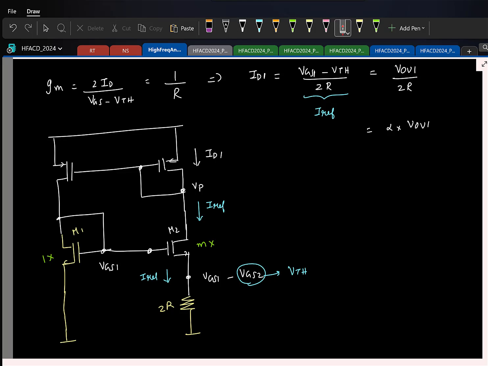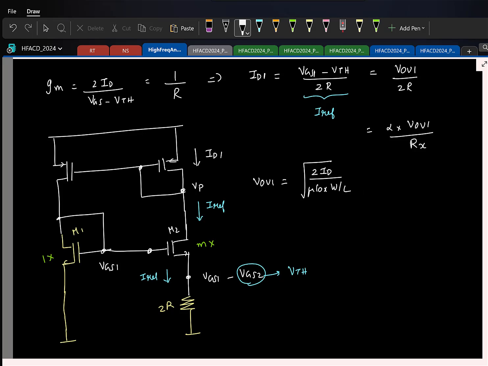So what can I do to get back the same reference current? I change the resistor, so I no longer use R2R, I use some value, some resistor Rx. That's all. Is that okay? So this we can quickly find. It's not that difficult. See here, if I write overdrive 1, it's square root of 2 ID by mu COX W by L.